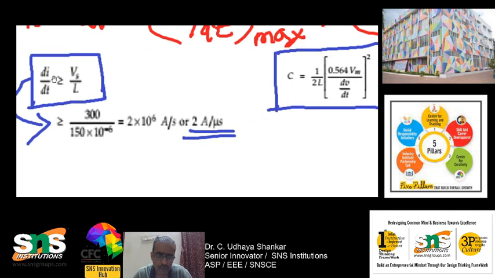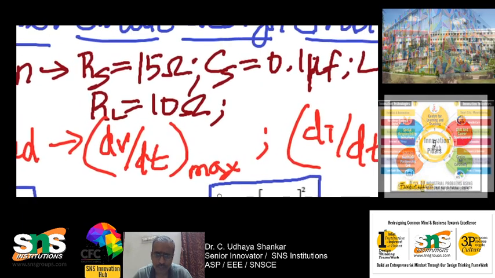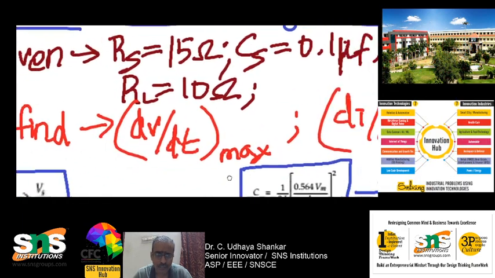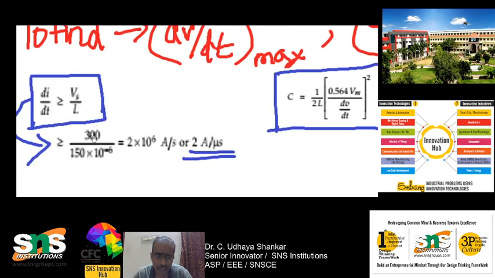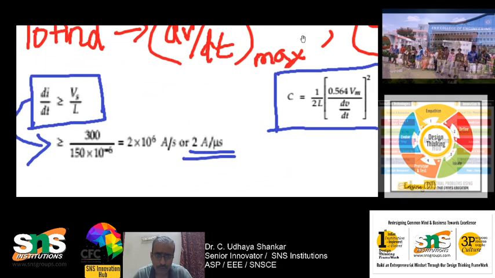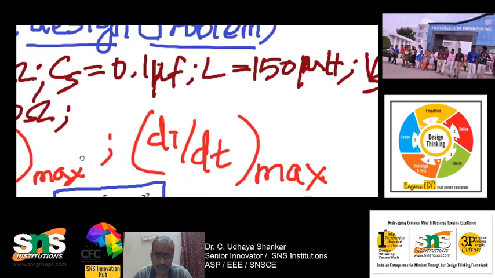So in order to find di by dt, this di by dt should always be greater than Vs by L. The Vs is already given. So what is the value of Vs? Vs is given as 300 volts. So 300 divided by L, and the L value is given as 150 microhenry.